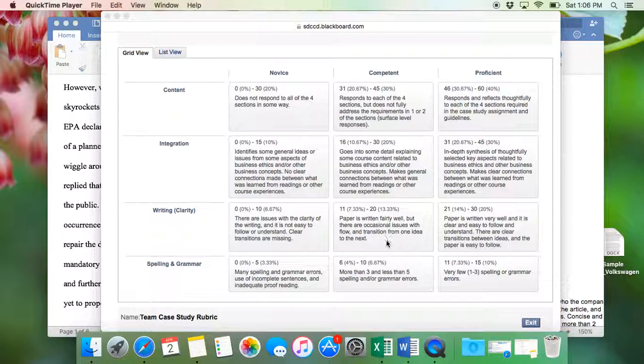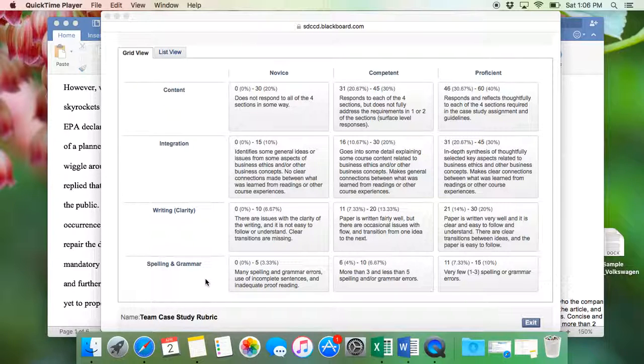A competent paper is pretty well written, but there might be some issues between the sections, like contradicting ideas or an idea that appears in one area but is not talked about at all in the rest of the paper. And then novice is where the reader struggles to understand what the paper is trying to convey because of poor flow, organization, or transition of ideas.